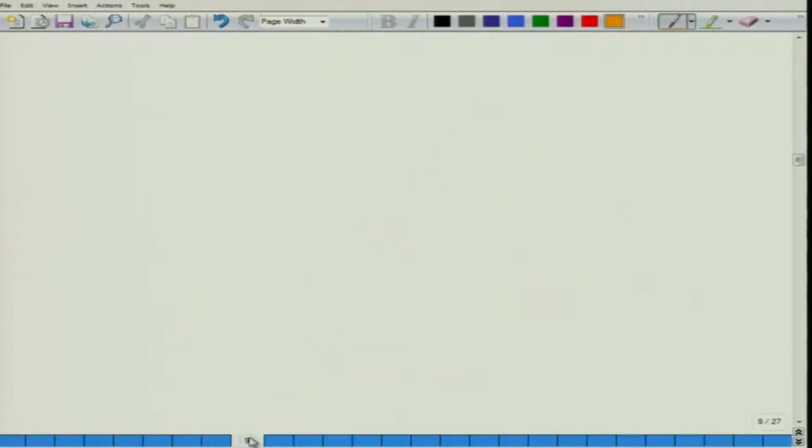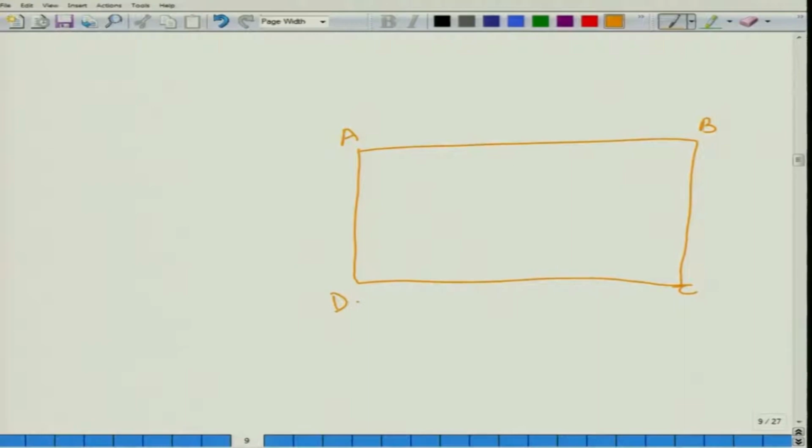A rectangle on the other hand is a plane figure with 4 sides and 4 right angles. Now, suppose we call this rectangle ABCD. Now, it has got 4 sides. AB is equal to CD and both of these are parallel, that is AB is parallel to CD. Similarly, AD is equal to BC and AD is parallel to BC. So, the opposite sides are equal and the opposite sides are parallel. All the angles are 90 degrees.